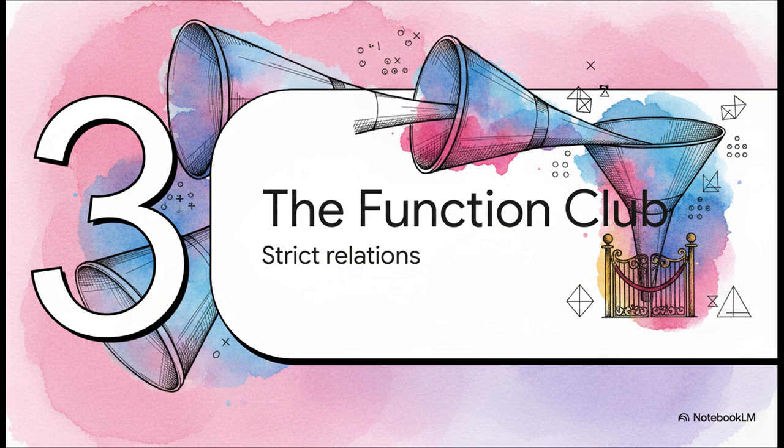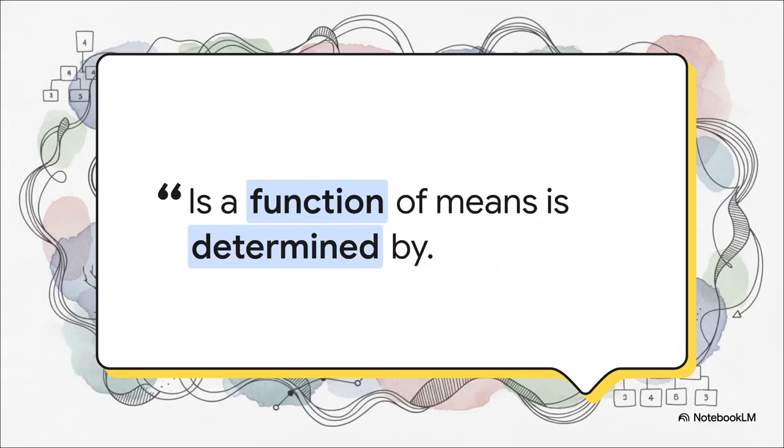Section 3. The exclusive function club. Welcome to the exclusive function club. So the crucial point here is this exact quote: "is a function of" means "is determined by." A relation only gets to be called a function if every single input has one and literally only one unique output. True functions require absolute, unwavering predictability. There's no way around it. You simply cannot have a single input pointing to 2 totally different outcomes. It must be perfectly determined.